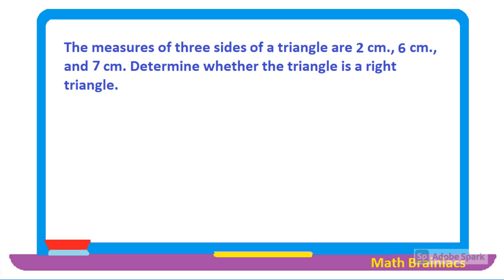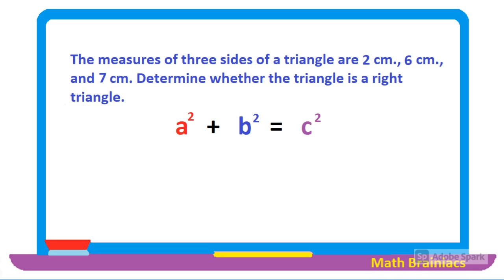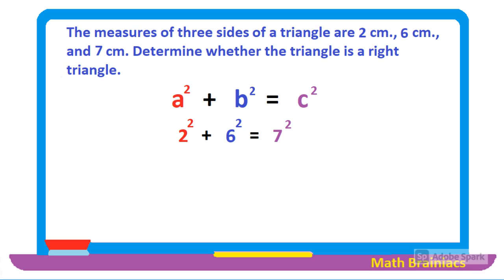Let us work on another example so that you can understand it well. The measures of the three sides of the triangle are 2 cm, 6 cm, and 7 cm. Determine whether the triangle is a right triangle. Applying the Pythagorean theorem formula, a square plus b square is equal to c square. Substituting the given values in the formula, it will give us 2 square plus 6 square is equal to 7 square.